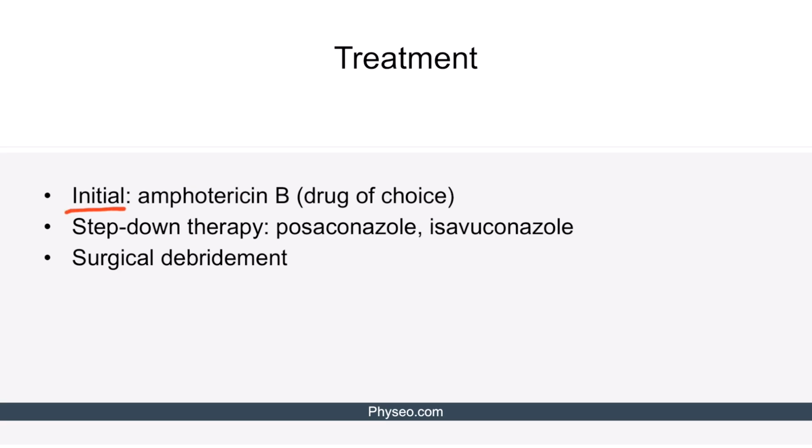For initial therapy, amphotericin B is the drug of choice. A step-down therapy with posaconazole or isavuconazole is usually required once the patient responds to amphotericin B. Surgical treatment includes surgical debridement of necrotic tissue.